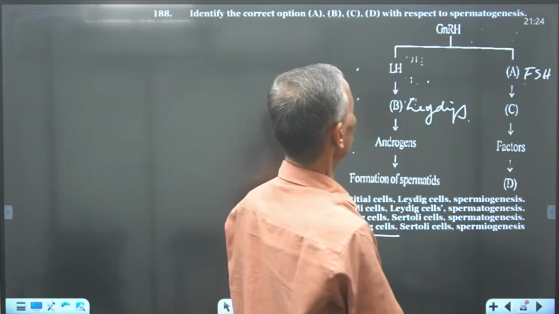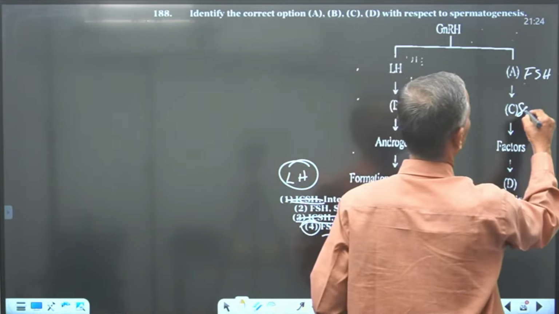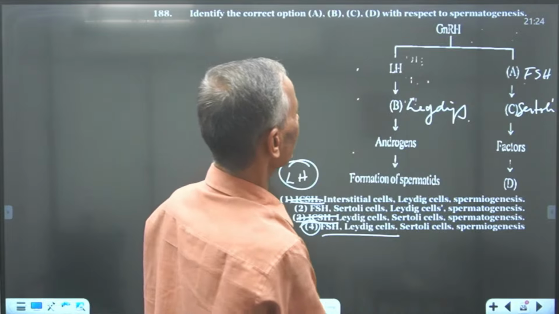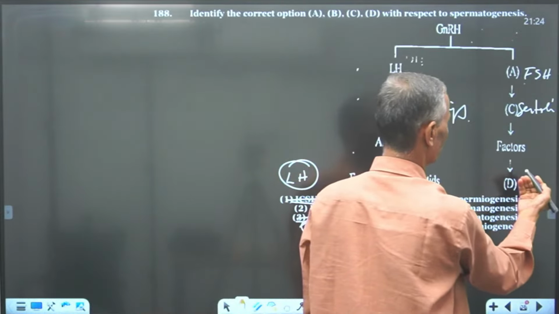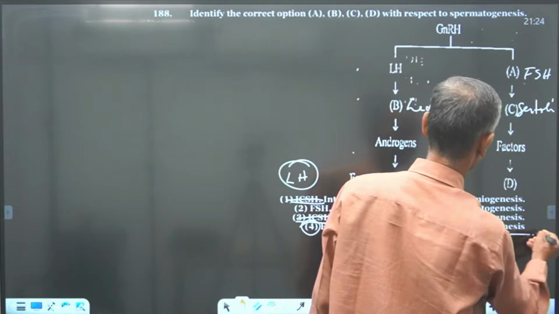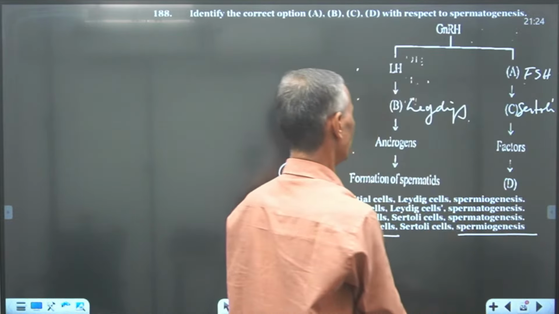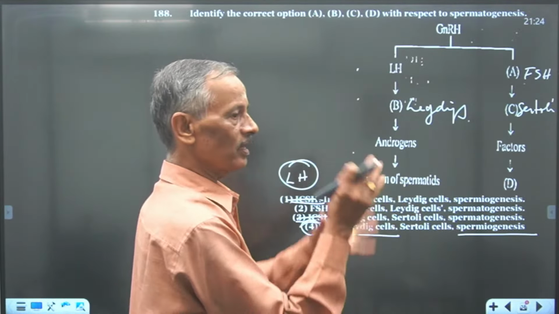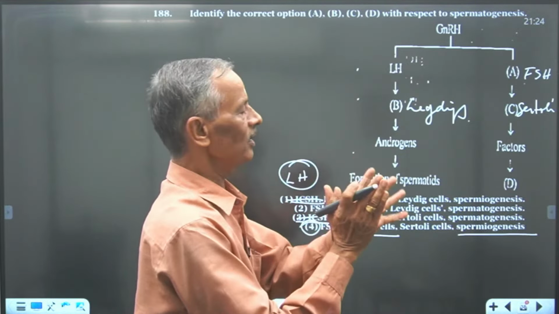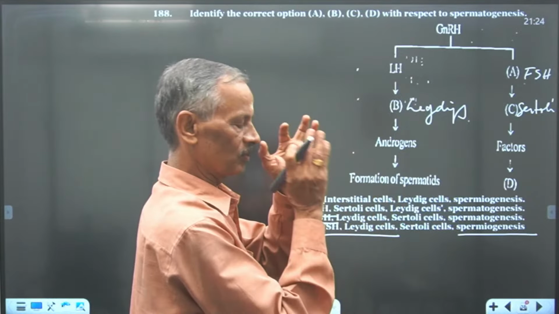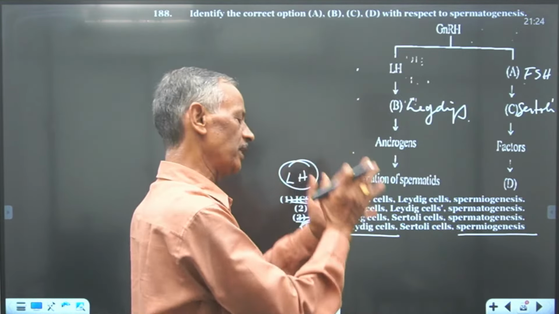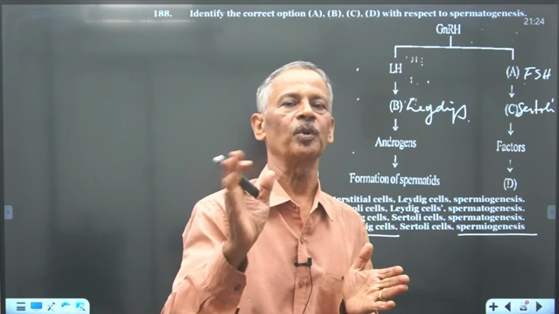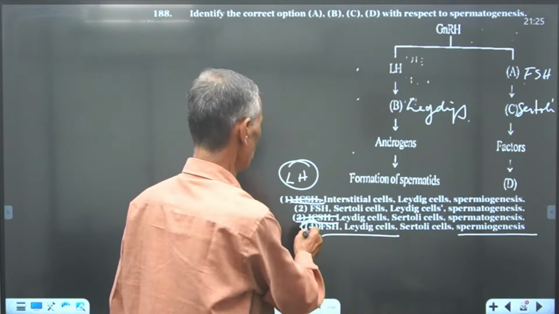Then where does FSH act? On Sertoli cells. And Sertoli cells provide nourishment and every factor that helps in spermiogenesis. So D is spermiogenesis. The spermatids remain attached to the Sertoli cells until they complete their development, and only after completing development do they become separated. That is called spermiation. So the answer should be the 4th one.